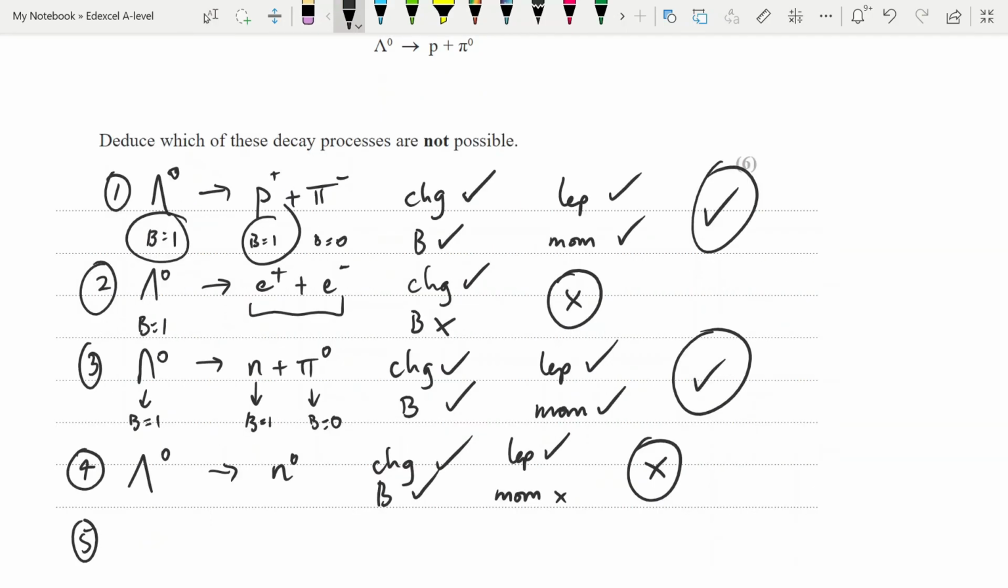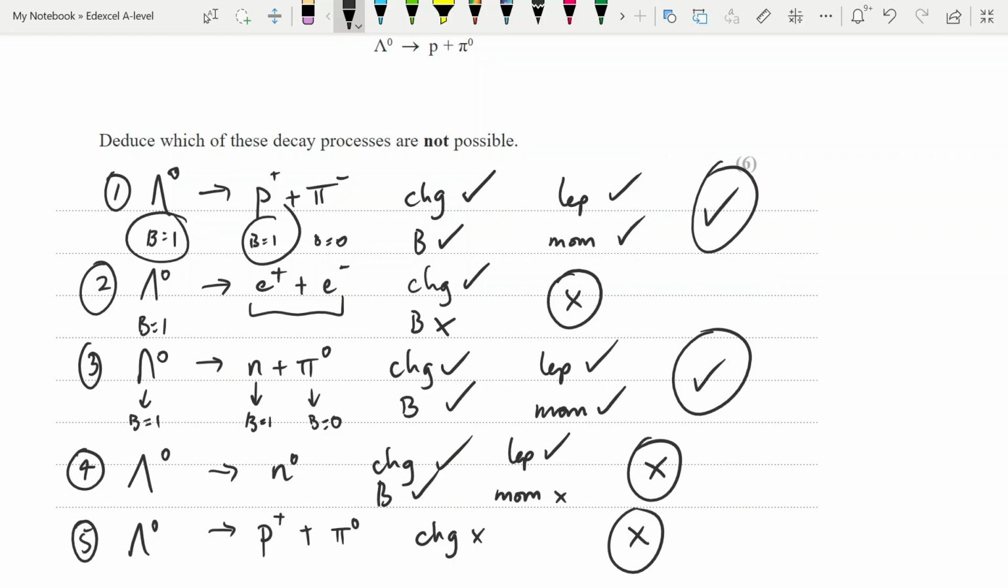Number 5, let's have a look at this. Our neutral lambda changes into a proton plus a neutral pion, and we can see straight away that charge is not going to be conserved here because we've got 0 on the left and +1 on the right, and therefore that one is not possible either.